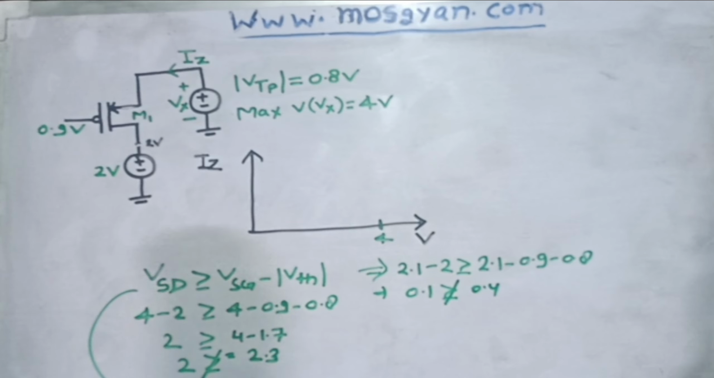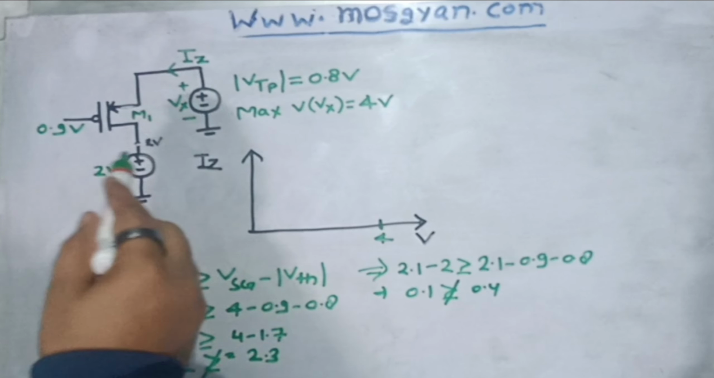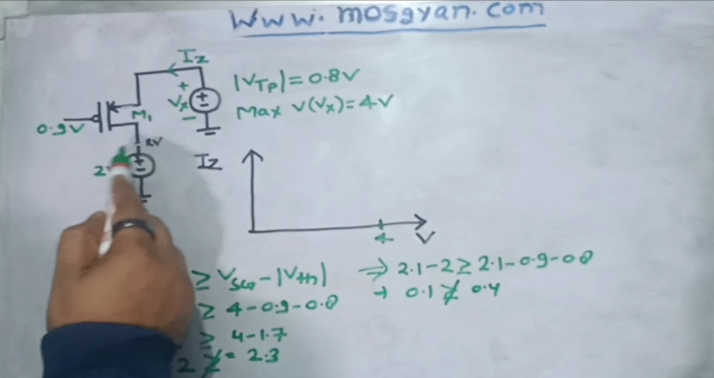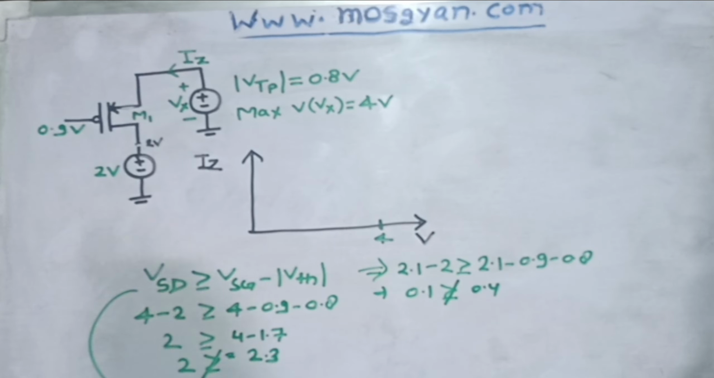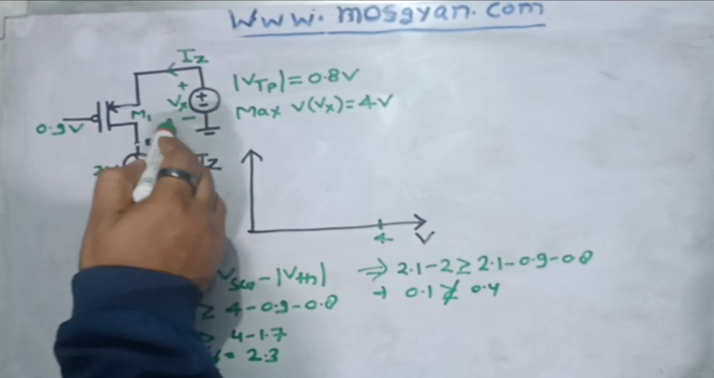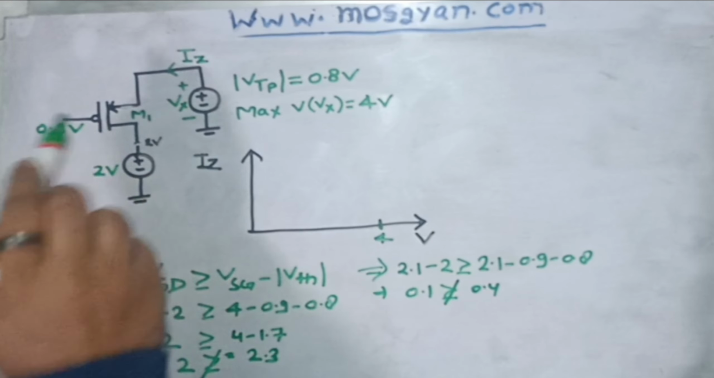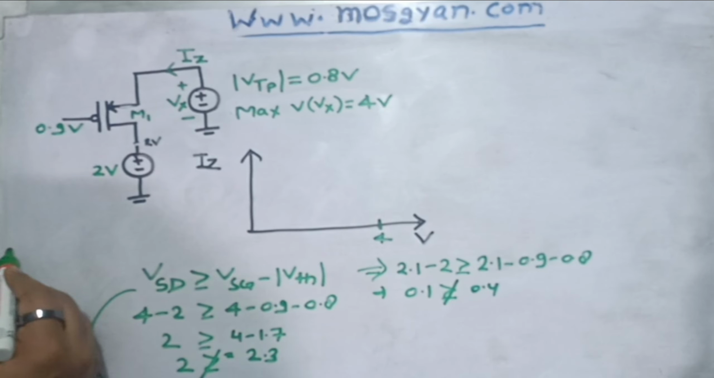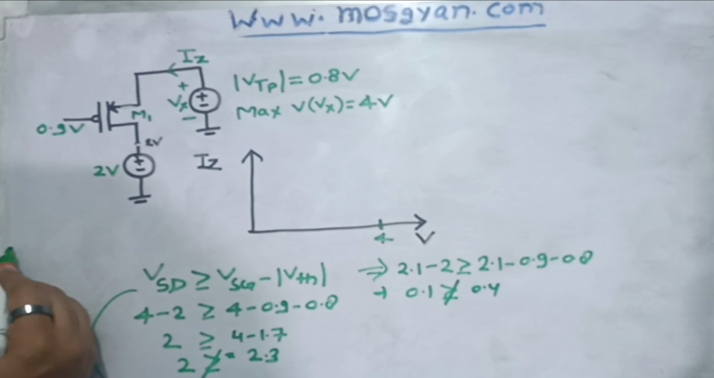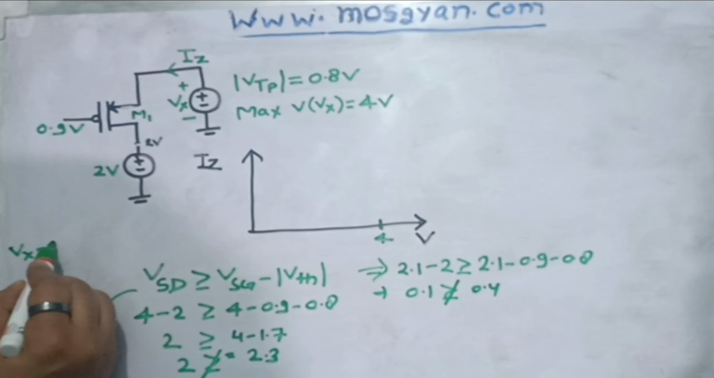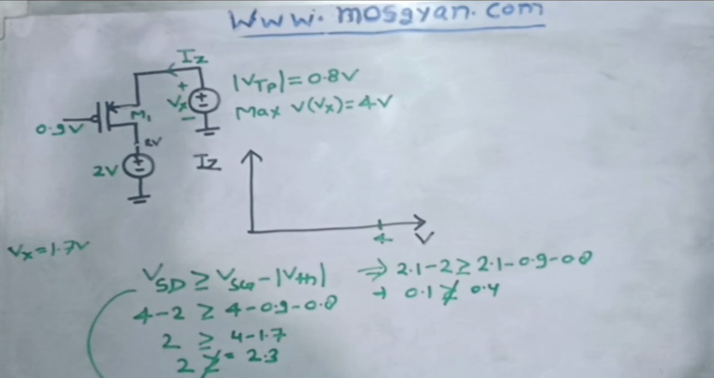So that means this PMOS will go into saturation only once your Vx becomes smaller than this drain potential. And at what particular potential will this PMOS go into saturation? I can tell you it will go into saturation once your Vx value is sitting at 1.7 volt, right?